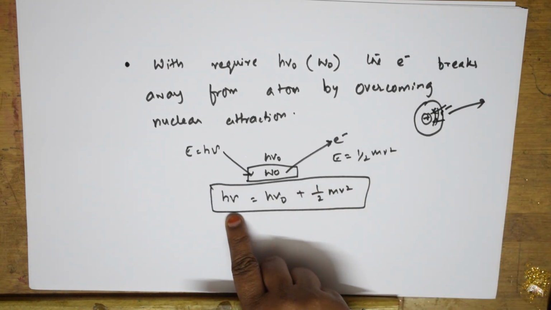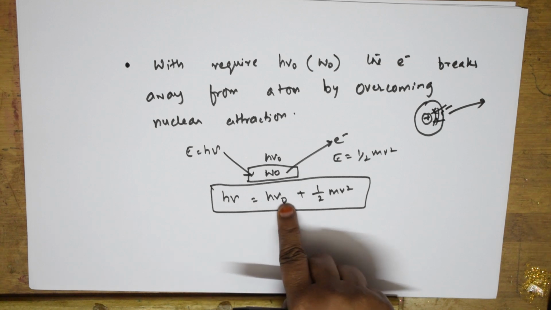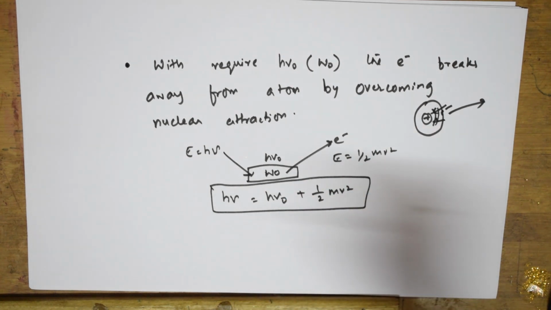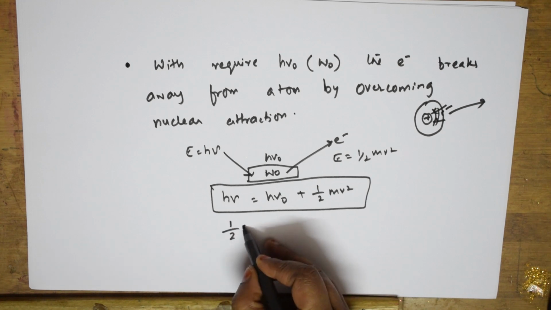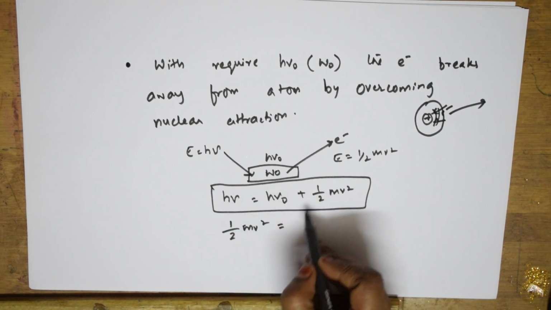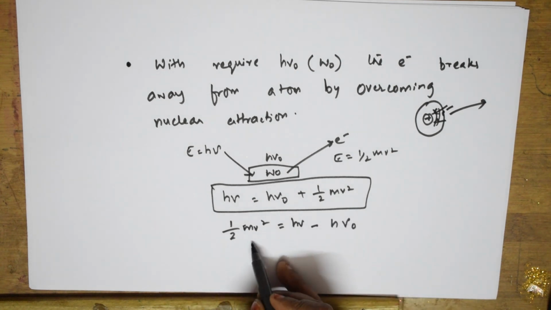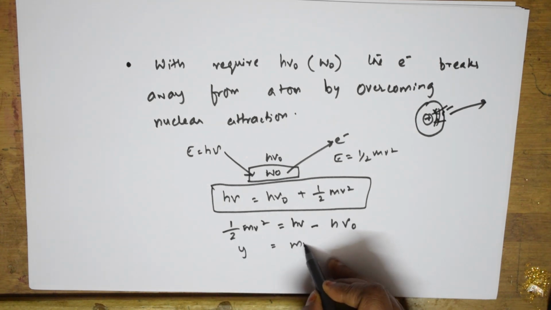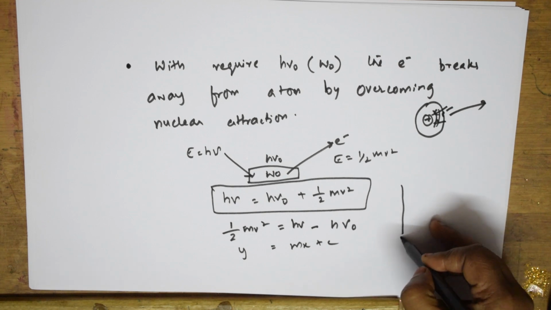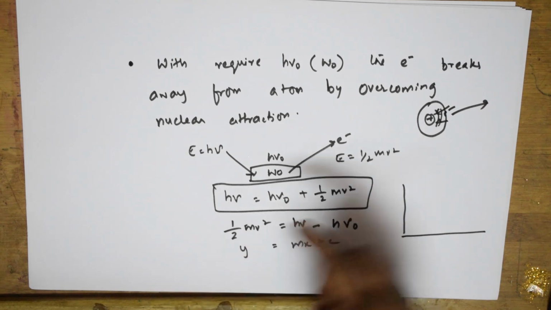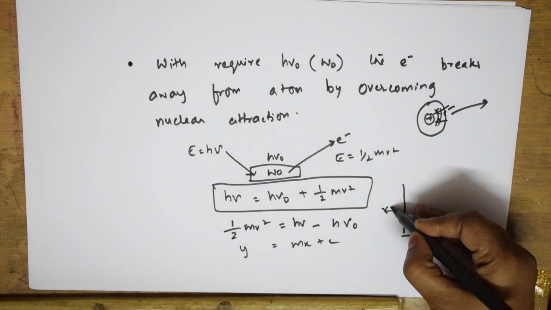Now what is this? Nu is the frequency of the incident light. Nu naught is the threshold frequency, which differs with every metal. Half mv square is the kinetic energy with which the electron has come out. Take this half mv square on this side, and send the other term the other way: h nu minus h nu naught. Now I can write this in the form y is equal to mx plus c, a straight line. Why? Because when I plot this as a graph, I am plotting kinetic energy, half mv square, on the y-axis.